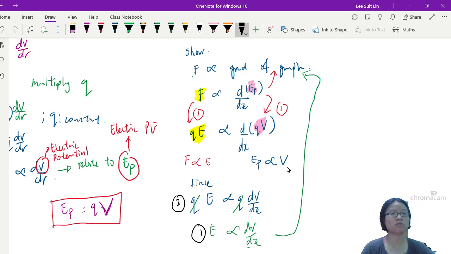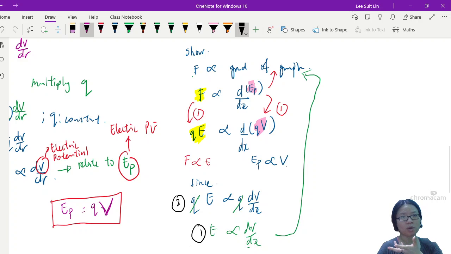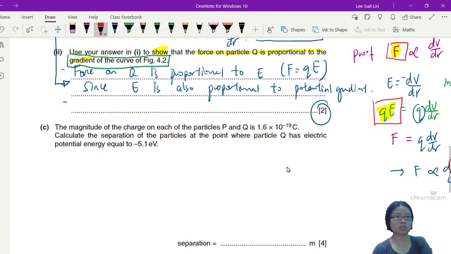Either by experience, or you start from what you wanted to prove and try to see if you can work your way backwards. Alright, so when we multiply both sides by Q, you will notice that its force is proportional to electric field strength, because charge is constant. And electric potential energy happens to be QV. So electric potential energy is also proportional to V. So this is your 1 mark here. I'm just going to write M and 1 mark here. Alright, so we're going to complete the explanation now.